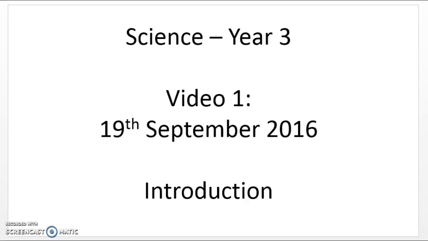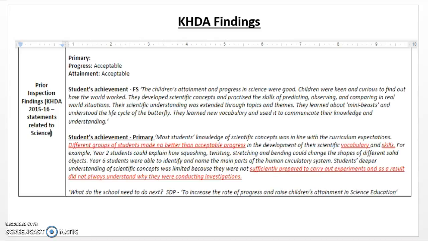Right, okay, I wanted to share with you, first of all, the KHDA findings from the document that they gave us. And if we look down at the bottom, this is what we're focusing on here, the primary. Well, in primary, unfortunately, our progress was acceptable and our attainment was acceptable. And this is what they said in the document mentioning science specifically. And in red are kind of like the things that I've got my eye on and want to try and develop within the school. So if you want to press pause so you can read this at your own leisure, then do so now.